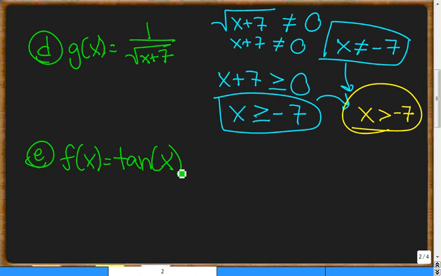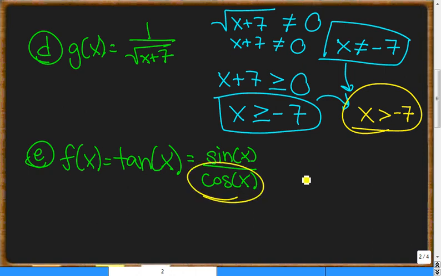Well, two things we're not allowed to do. Remember, we can't take an even root of a negative, and we can't divide by 0. So what we need to do is think of tangent as sine of x over cosine of x. If we think of it this way, it's pretty clear to see that we are dividing by cosine. So cosine of x cannot be 0. So we have to figure out what x values create that, right?